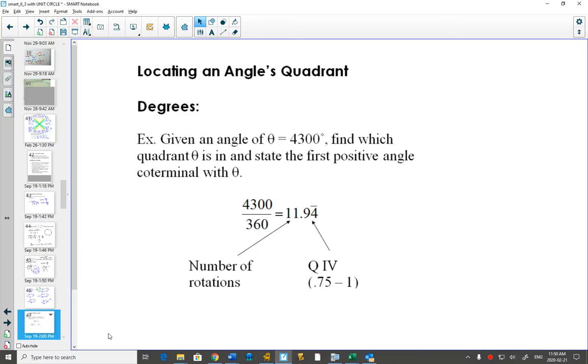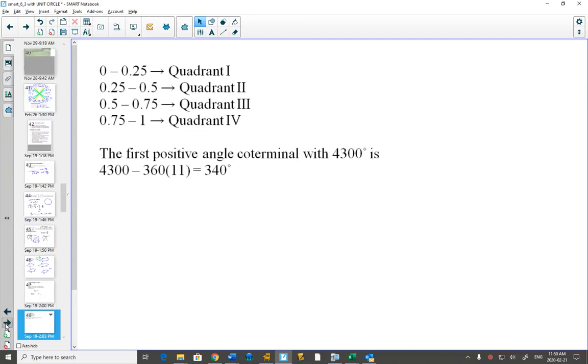Does it make sense from the decimal that it's in quadrant 4? You went 11 full times around, and then the fact that this decimal is in the last three quarters makes it in quadrant 4. If you didn't have a calculator, you could just start subtracting 360 until you found out what it was coterminal with.